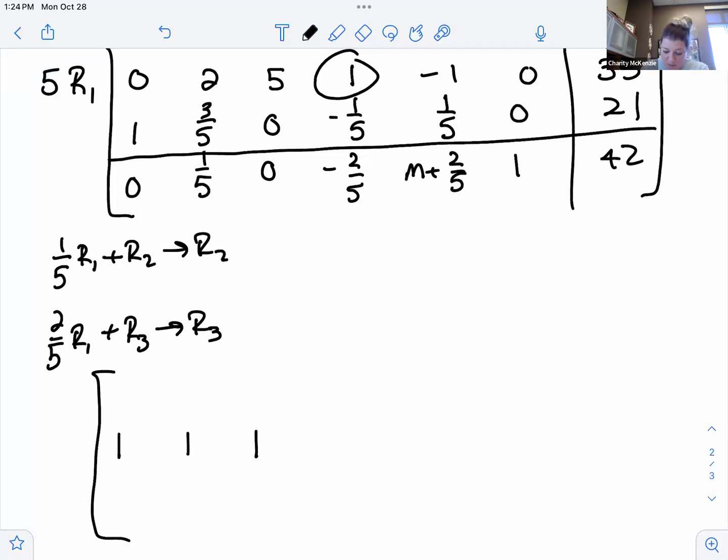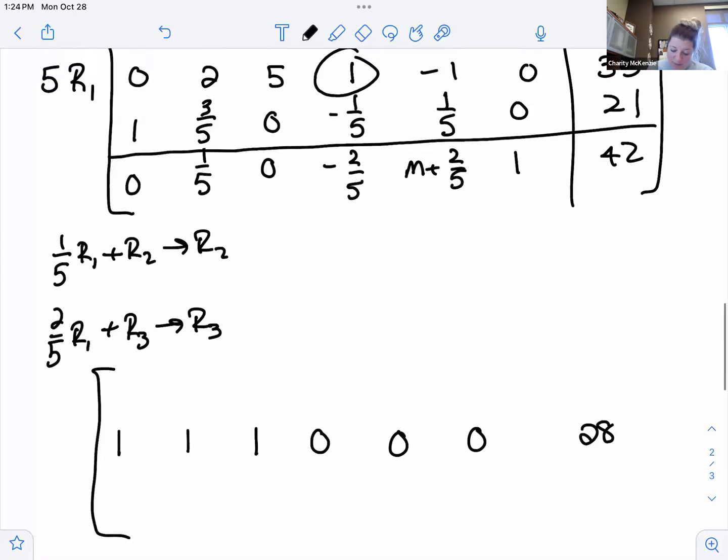So 1/5 times 1/5 plus this one is 0. 1/5 times this one is negative 1/5 plus 1/5 is another 0. And then the last one, 0 times anything is 0 plus 0 is 0. And then 35 times 1/5 is 7. 7 plus 21 is 28.